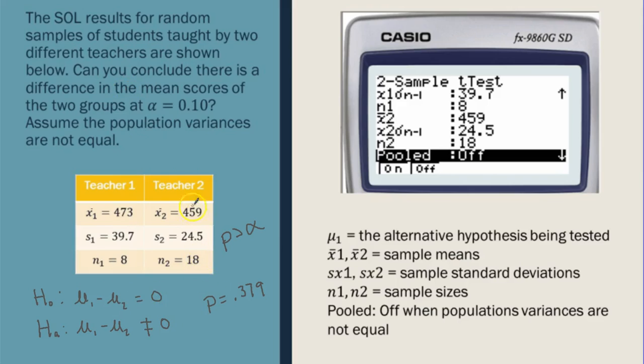Okay, so the big thing here is we're just typing in data, all right, mu1 is your alternative hypothesis, so it's either greater than, less than, or not equal to, and then pay attention to the pooled part. Okay, when population variances are not equal, pooled is off. If the problem tells you that they are equal, pooled is on, and that information will always be given to you in the problem. All right, and that is it for difference between two means t-tests.